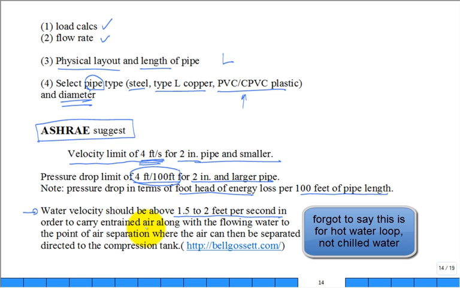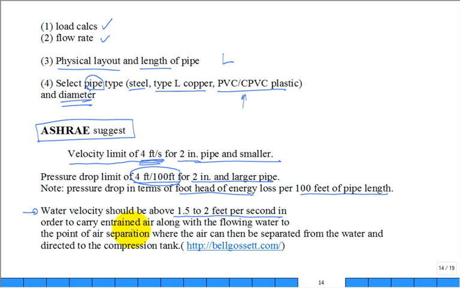Water and air mix, so to speak, and you will get some air coming out of the system in the middle of your system. Typically when it gets warm and low pressure, air comes out. You need to get that air to a location and then get it out of the system. So you need to sweep and entrain that air along with the flowing water. You need to keep it at least this fast so that you can collect it and get it out of the system somewhere else. So here are some design criteria.